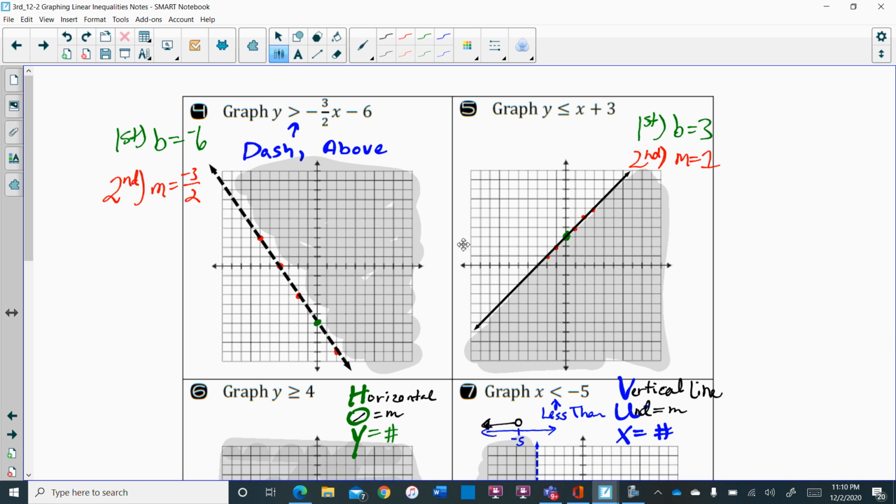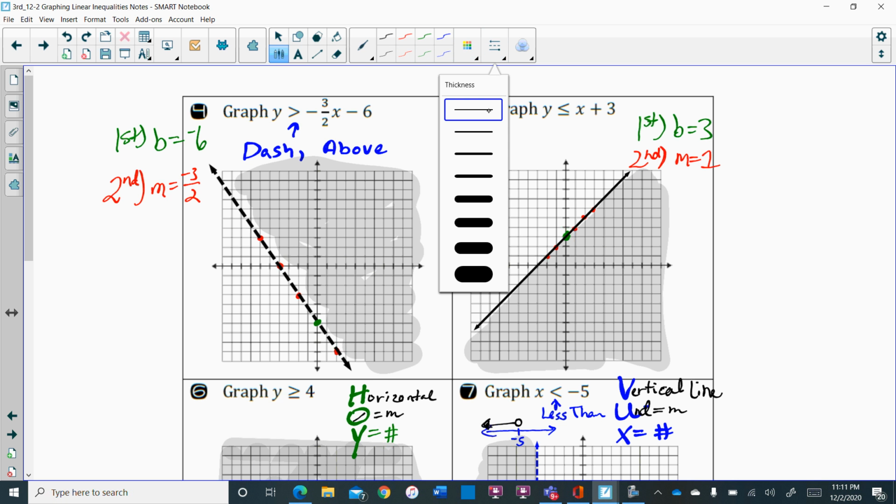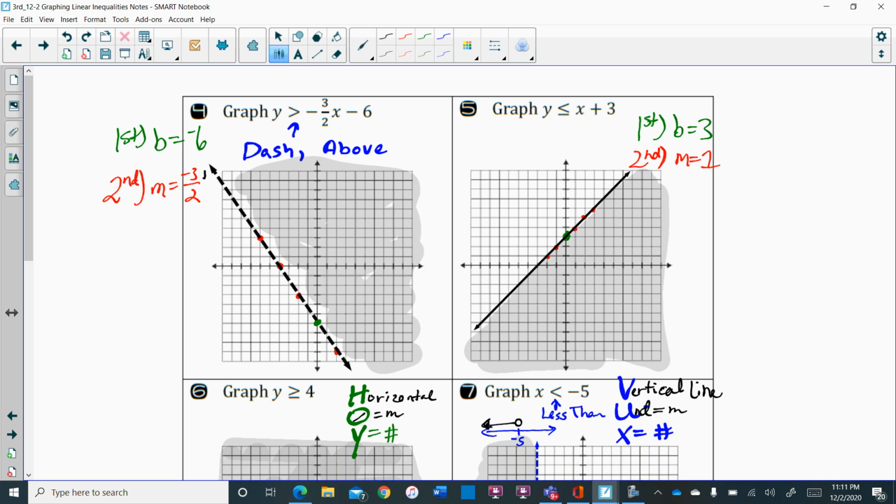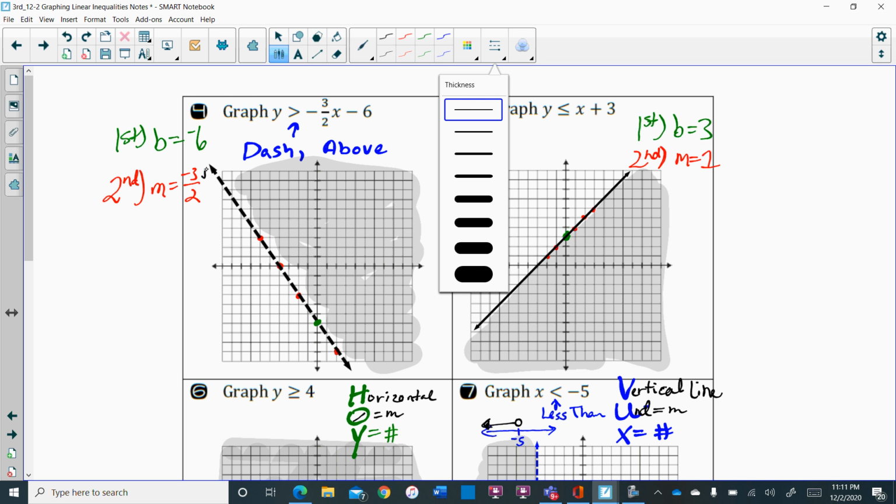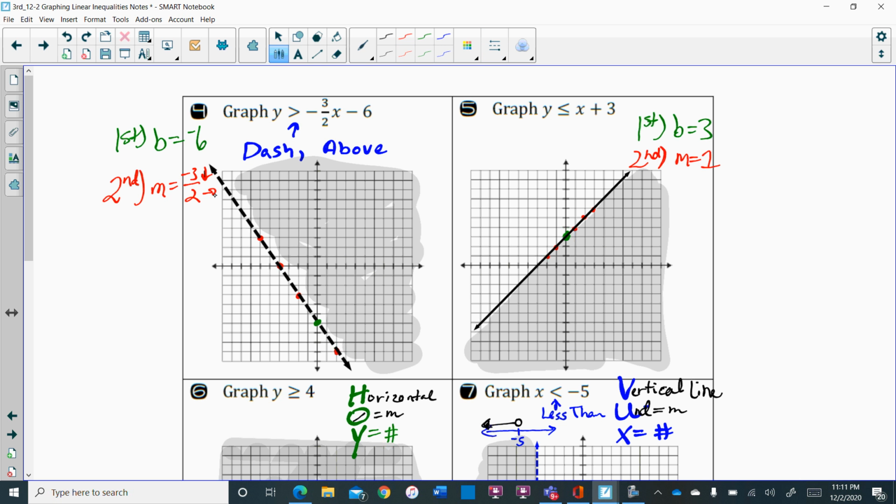So what I put here was that you need to, I wish I knew how to create the highlighter, I'll figure it out later. You need to first plot your B, which was a -6 down here, and then use your slope to plot 5 more points, or a total of 5 points. Because the slope was -3/2, I went down 3 and then to the right 2. And then based on the inequality here, that tells me what type of line you're going to have and how you're going to shade.